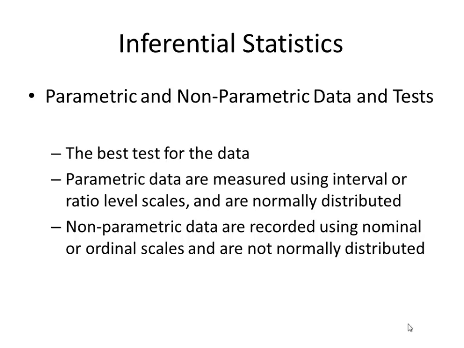non-parametric data and tests. First of all, the idea here is finding the best statistical test for the data that you have collected, and parametric data are data that are measured using interval or ratio level scales and are normally distributed. And then non-parametric data are data that are recorded using nominal or ordinal scales, and these are not normally distributed. So based on the sort of data that you have collected, you can do either parametric or non-parametric statistical tests.